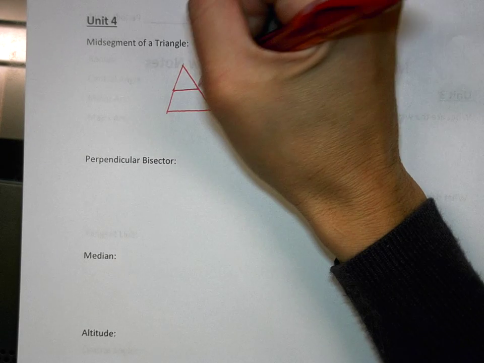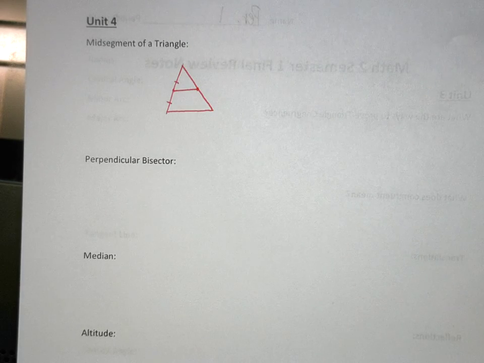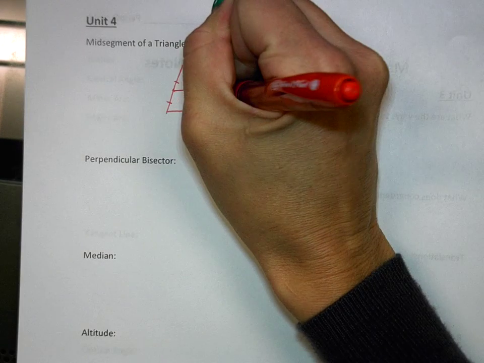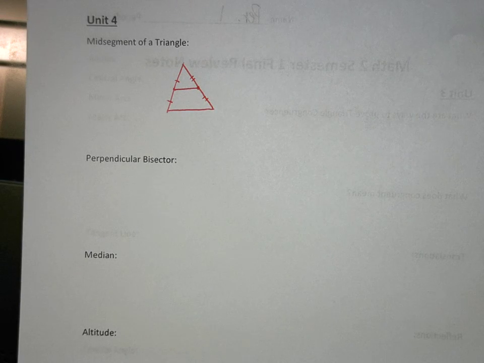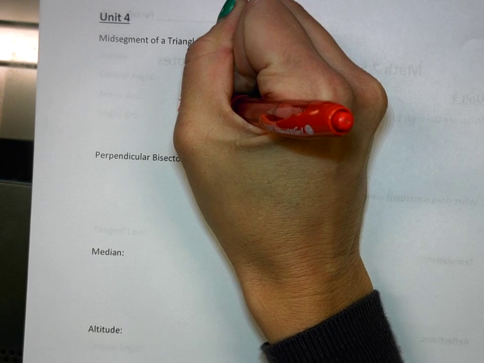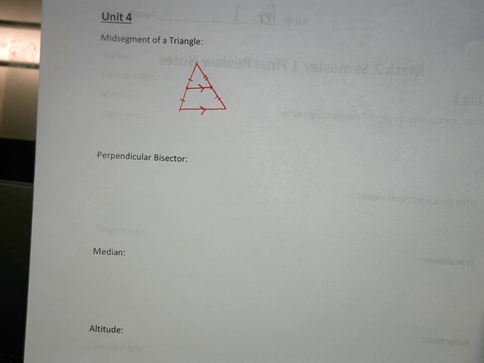Now when you have a mid segment of a triangle, that means that this point over here is in the middle and this point over here is in the middle, which means that these two lengths are equal to each other and these two lengths are equal to each other. Also, these lines are parallel. So remember when you have these arrows on there, it means that they are parallel.